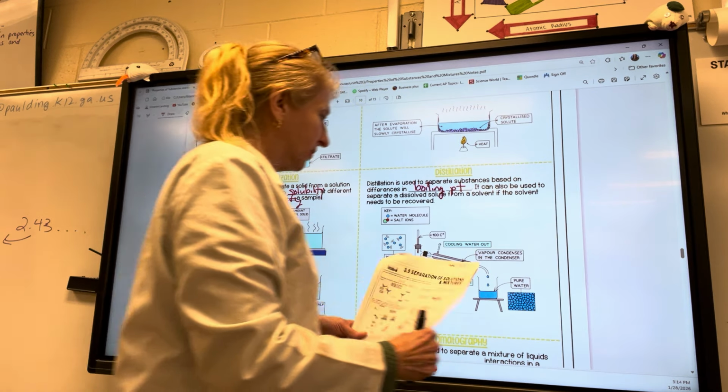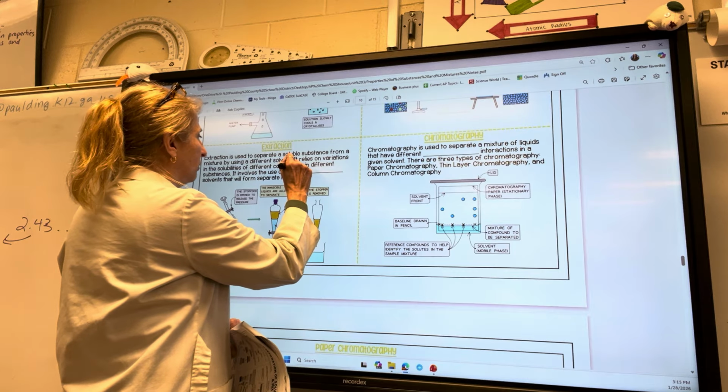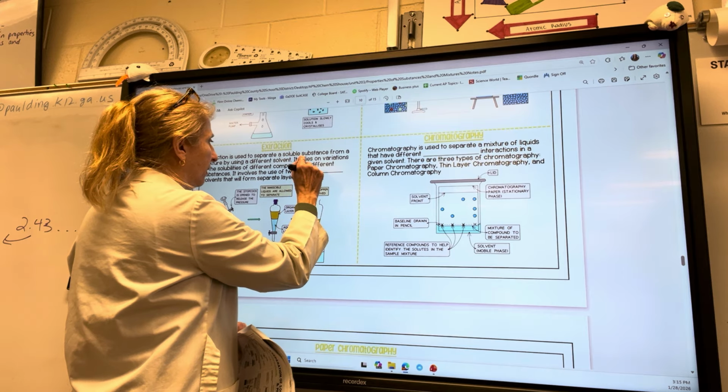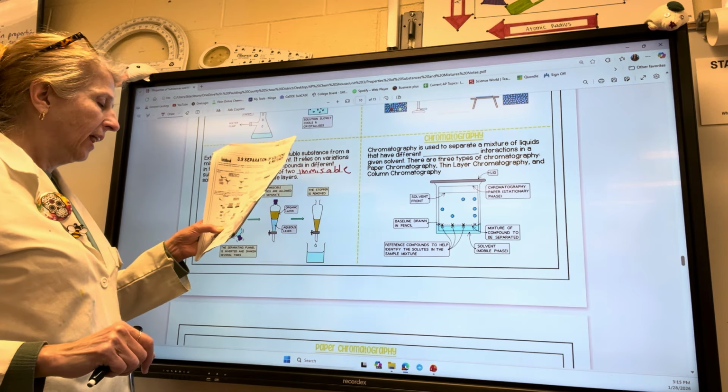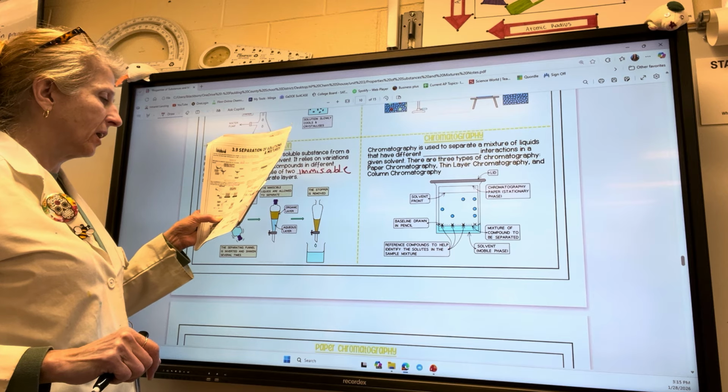Okay, here's another one that's called extraction. You put a polar layer and a non-polar layer, and whatever you're trying to get will go into one of them, and you use this separatory funnel, and you let out just one layer, and now you've separated them. So it has to do with the two immiscible layers. You use oil and water or hexane and water or something like that. And then chromatography, we did paper chromatography, and it's the different IMFs that you use to separate them.